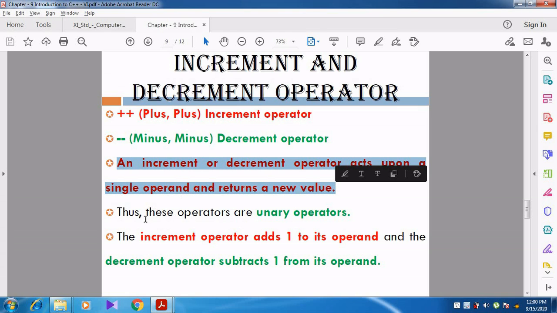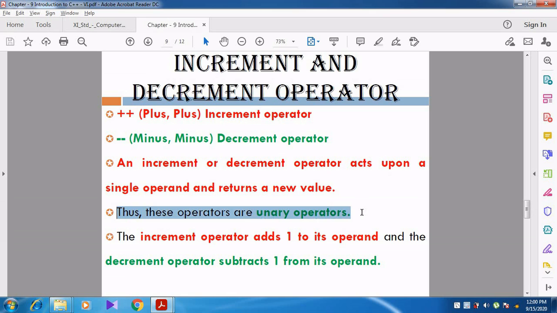Thus, these operators are called unary operators. We have studied what is meant by unary operator. Unary operator means it will have only a single operand, that is one operand. Unary operators work on a single operand. So that's why they call it unary. Unary means one.